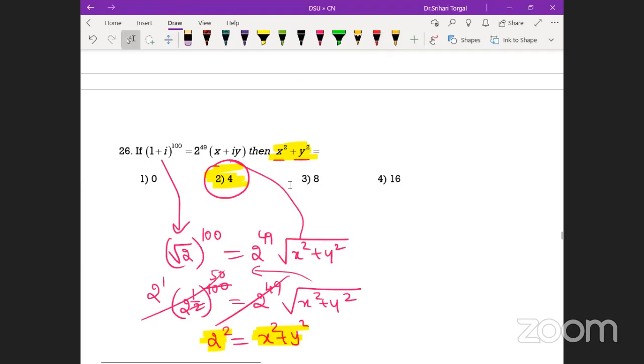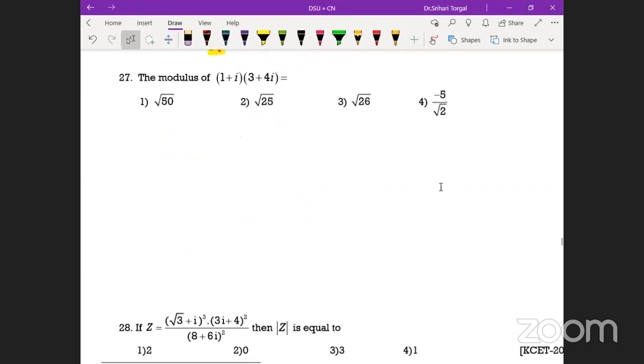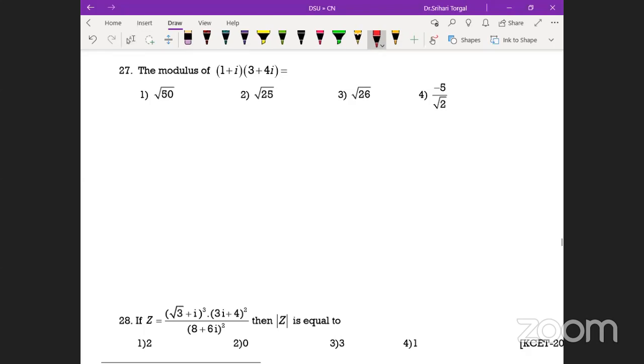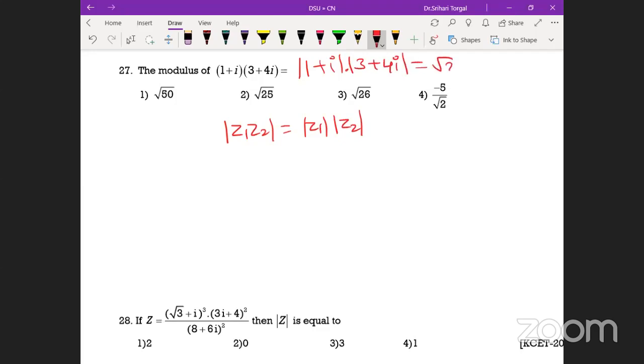Now, next question. The modulus of (1 plus i) into (3 plus 4i). How to calculate that? Just put the modulus. You can split this modulus because modulus of z1 into z2 is equal to modulus of z1 into modulus of z2. We can split this directly. No problem with that. What is the modulus of 1 plus i? It is root 2. What is modulus of this, 9 plus 16? It is 5. Okay, 5 root 2.